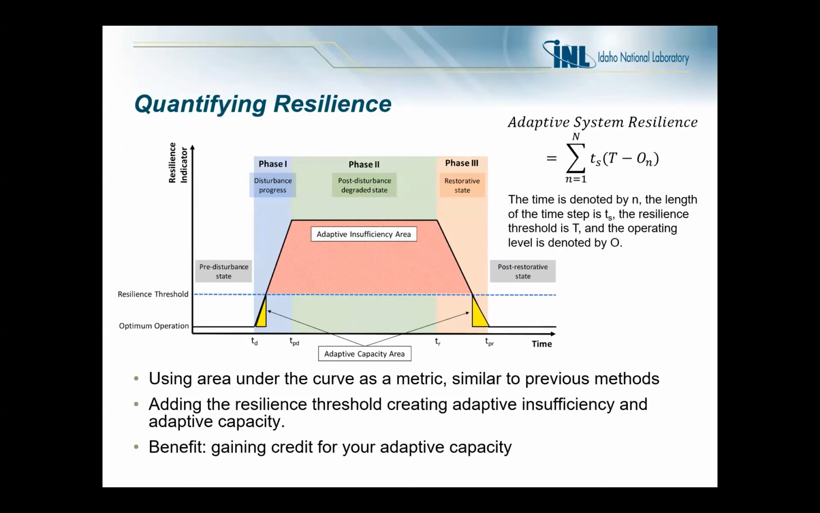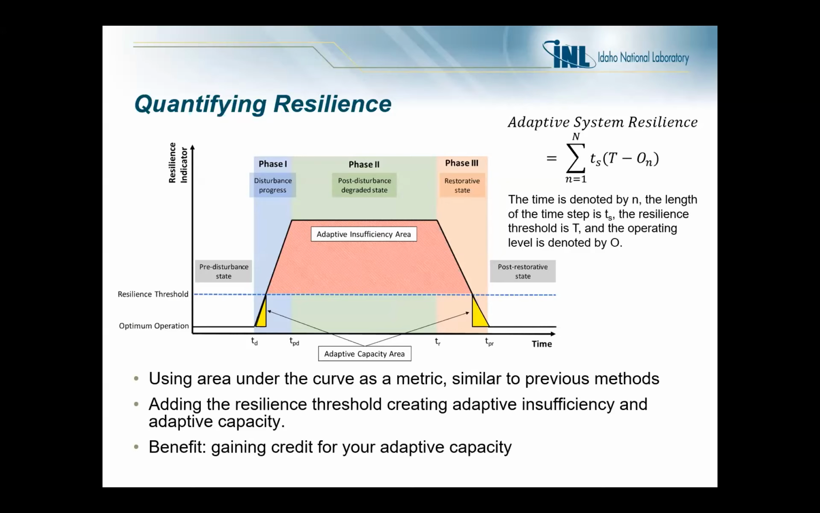By adding the resilience threshold, we're creating this positive and negative space, where the negative space is adaptive insufficiency, the same term as used in Craig Rieger's resilience framework, and adaptive capacity is the positive. On the picture here, adaptive capacity is the yellow triangles underneath the resilience threshold, and above the resilience threshold is the adaptive insufficiency area, so that would be negative. So this would be a very unresilient system.